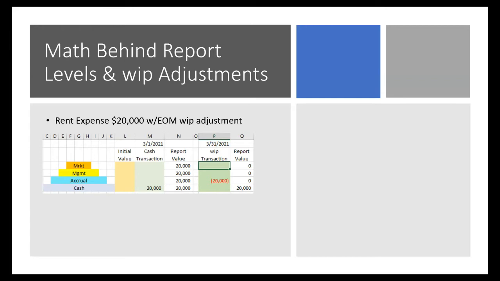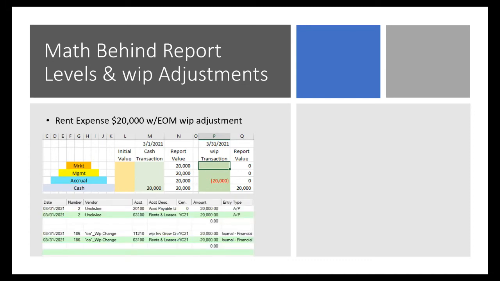Okay. Then if we're running the inventory valuation process at the end of the month, that $20,000 is going to be whipped back out, and it's going to be moved to the balance sheet as an investment in growing crop. So on 3/31, that $20,000 is going to show up at the cash level, but it's reversed out at the accrual level from an expense perspective, and it's moved to the balance sheet. And I think I have an example of that.